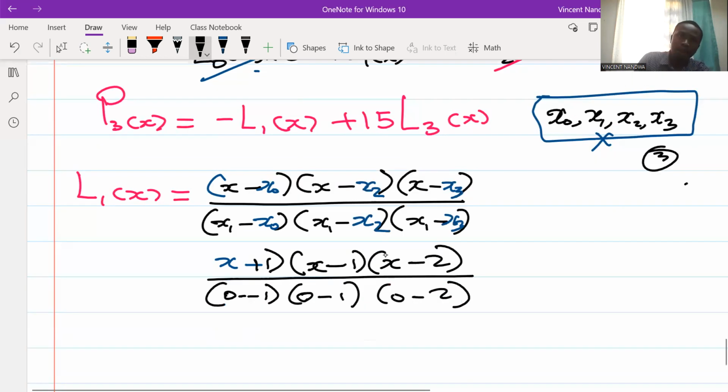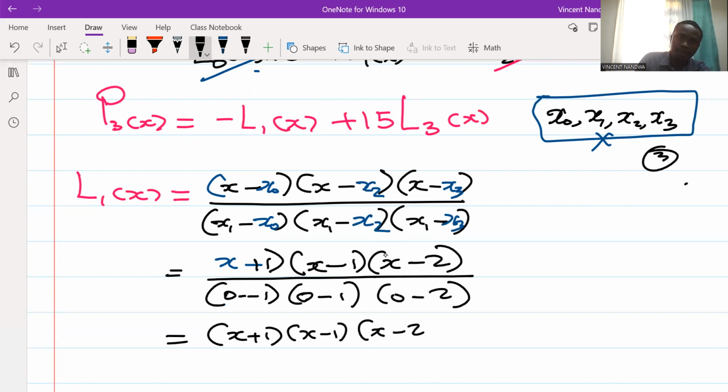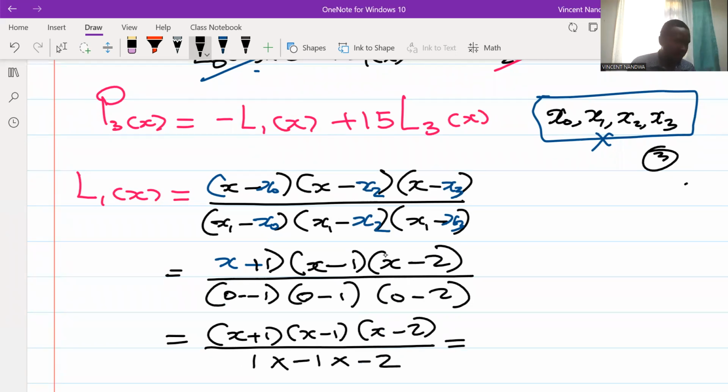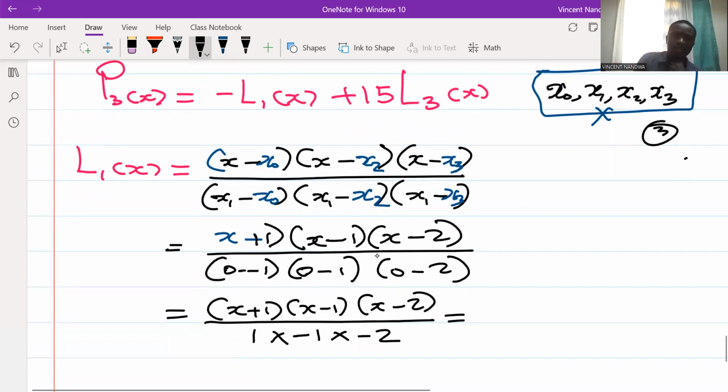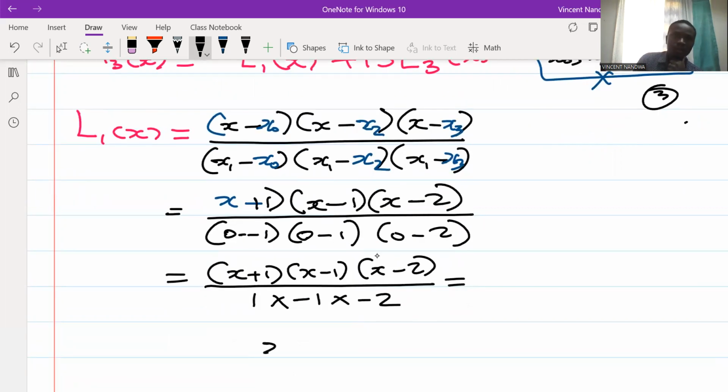Then you simplify, we'll have x plus 1, x minus 1, x minus 2, and in the denominator, 0 plus 1 is 1, 0 minus 1 is minus 1, 0 minus 2 is minus 2. So what will be the final answer in the denominator? Positive 2. And then we know the first two brackets, x plus 1, x minus 1, is simply x squared minus 1. And then x minus 2, everything divided by 2.